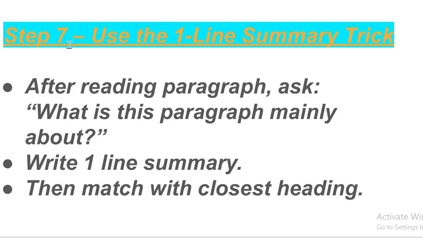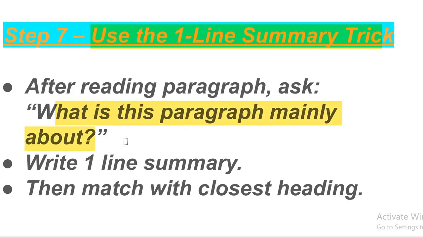And here, step 7, use the one-line summary trick. So, what is the one-line summary trick? After reading a paragraph, pause for a second and ask yourself, what is this paragraph mainly about? Try to answer in one simple sentence. For example, a paragraph explains the reason for climate change. So you have to look for a heading that matches that idea.